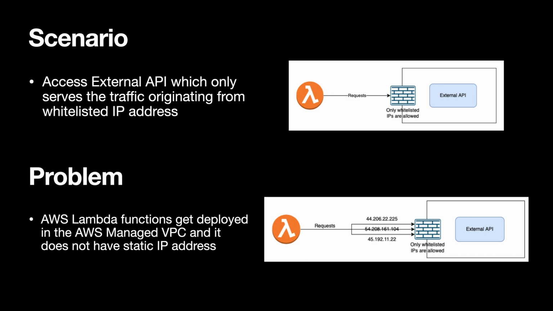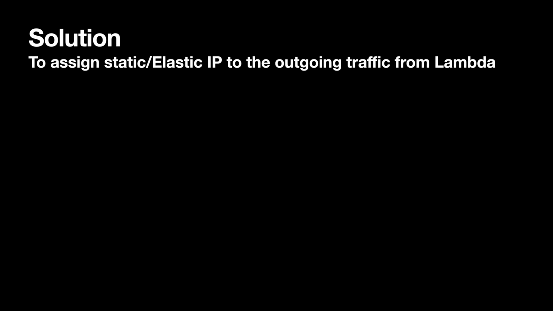So what is the solution? To assign a static IP to the Lambda function and make sure that all the requests made by the Lambda function originate from the same IP address. The solution here is to assign a static or elastic IP to the outgoing traffic from the Lambda function, and for that, first we need to configure the VPC along with the private and public subnet, followed by the creation of the NAT gateway and the internet gateway. And once the VPC is configured, we need to place the Lambda function within that VPC.